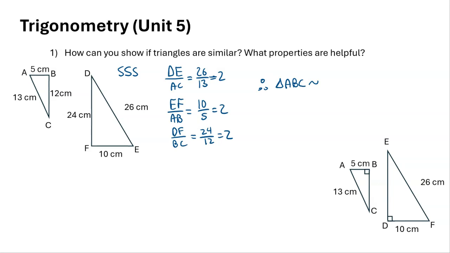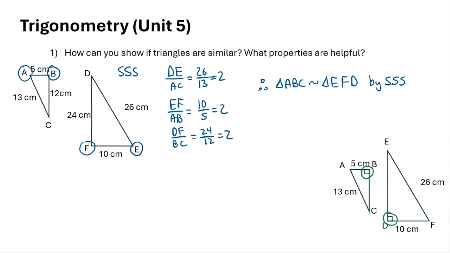But we have to be careful with how we label this because the vertices need to be in the same order. So we did ABC. A corresponds with vertex E on the big triangle. B corresponds with vertex F on the big triangle, so that's the next letter. And then vertex C corresponds with vertex D. So we say triangle ABC is similar to triangle EFD by side, side, side.